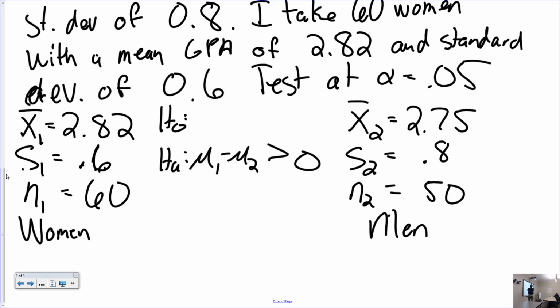And so normally it would be mu1 greater than mu2, but remember our hypothesis testing always does subtraction. So subtract the mu's to the same side. So what's my H0 if that's my Ha? So mu1 minus mu2 is less than or equal to 0.